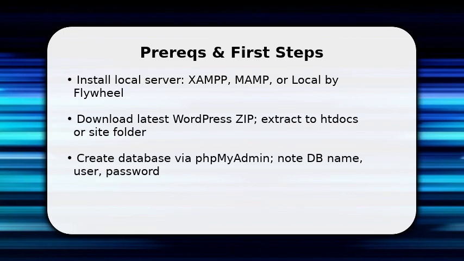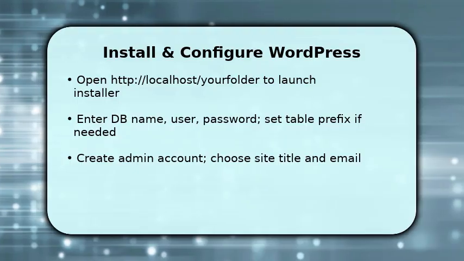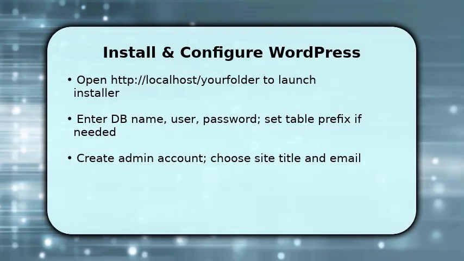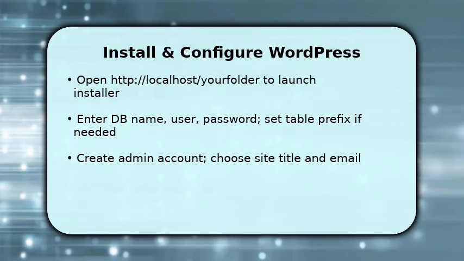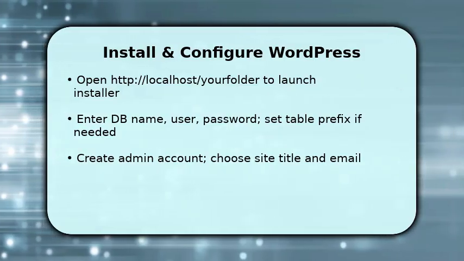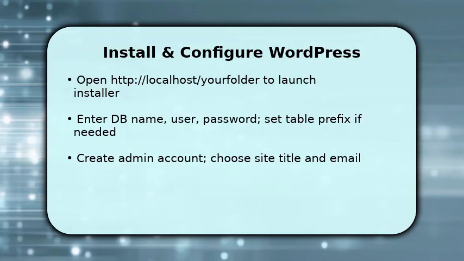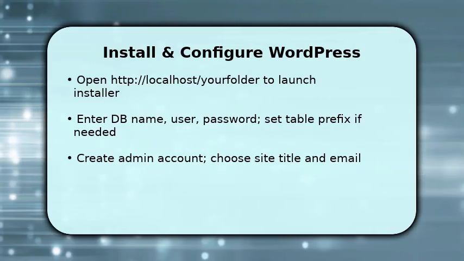Next, open the browser to http://localhost/your folder to run the WordPress installer. This writes the wp-config file and sets up tables. When prompted, enter the database name, user, password, and optionally change the table prefix for security.